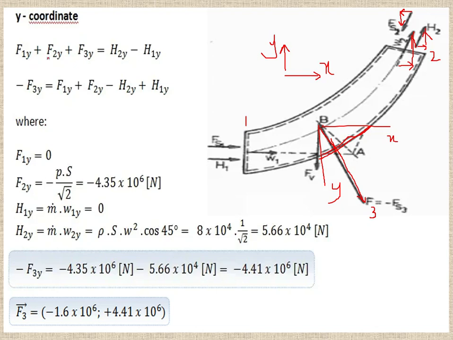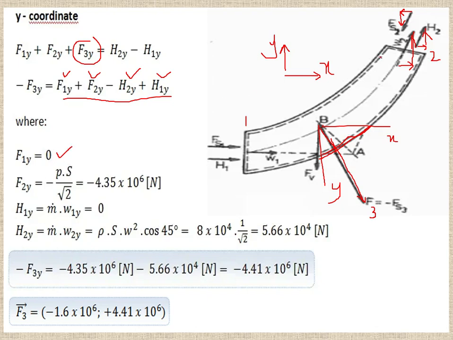So our objective is to find F3. So I separated all those values: I took F3y to the other side and took all the values here. So F3y is equal to this equation. Now we are going to find the values of F1y, F2y, H2y and H1y. First F1y. Since at point 1 there is no y component, is there any force acting in the y direction at this cross section? No. So that's why F1y is 0.